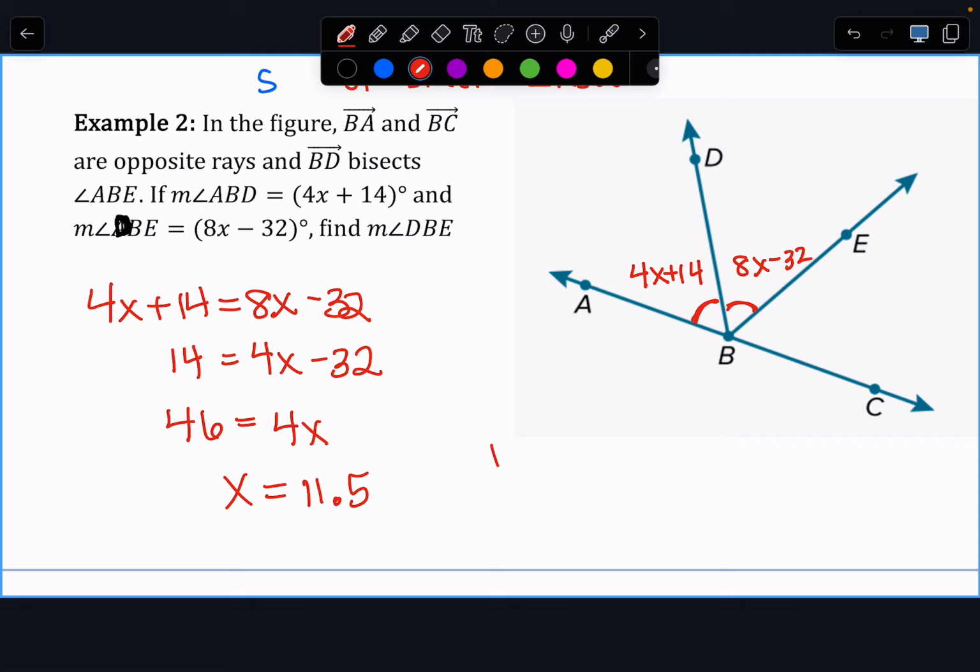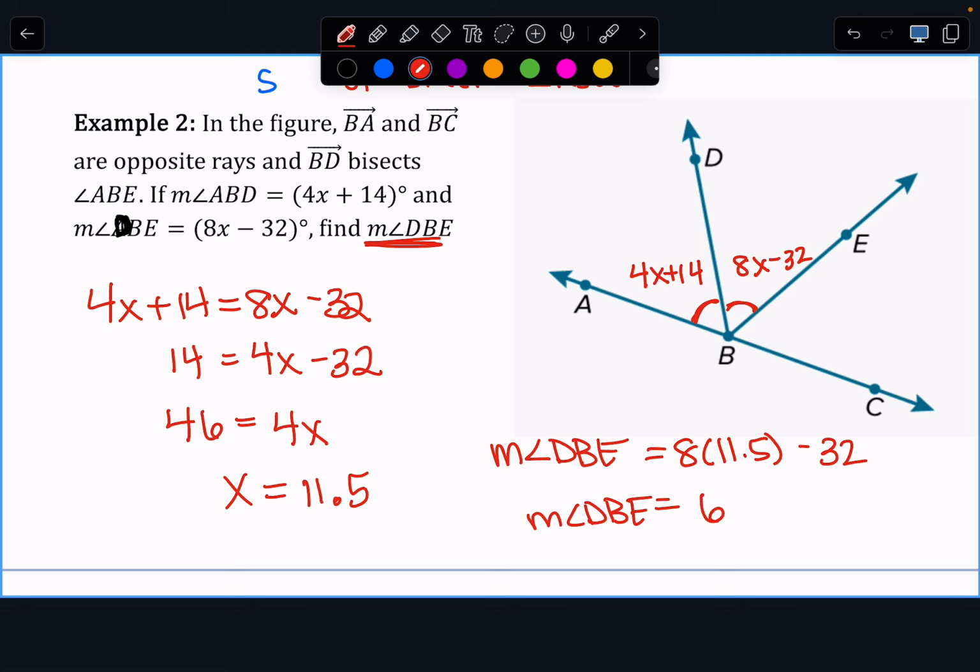So how would we find the measure of angle DBE? Because that's what it's asking for. We just plug in. So 56. You have to put degrees for now. Yes, we do need to put degrees.